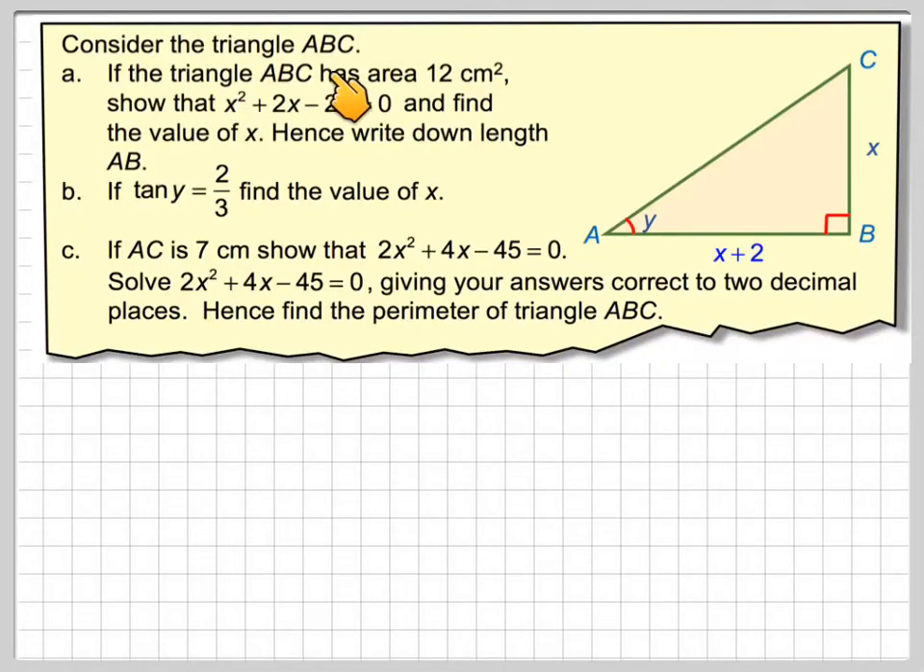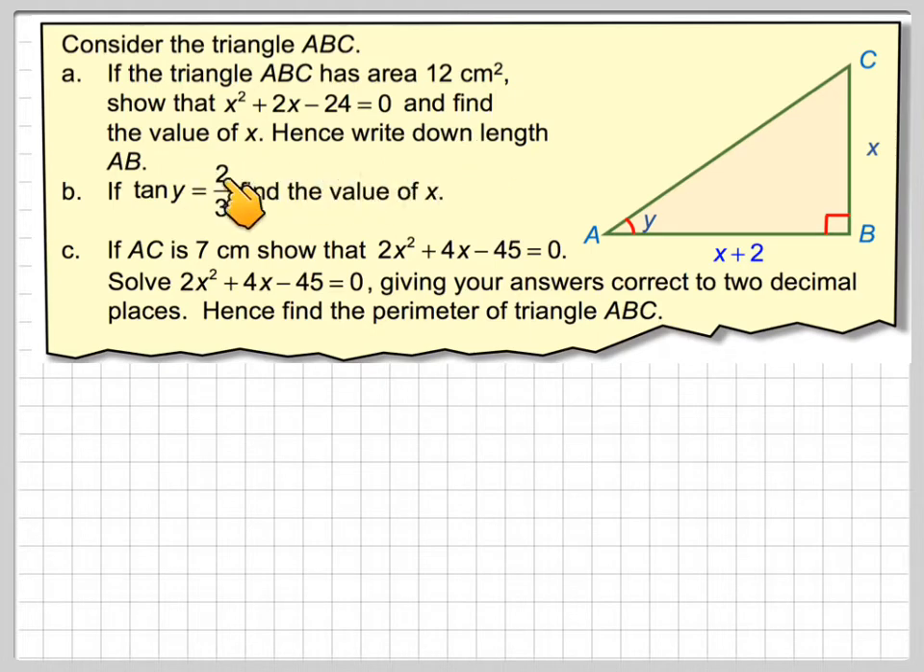Consider the triangle ABC. So we've got a triangle ABC. This length here is x plus 2, this length is x, and this is y. If the triangle ABC has an area of 12 centimeters squared, show that x squared plus 2x minus 24 is equal to 0 and find the value of x.